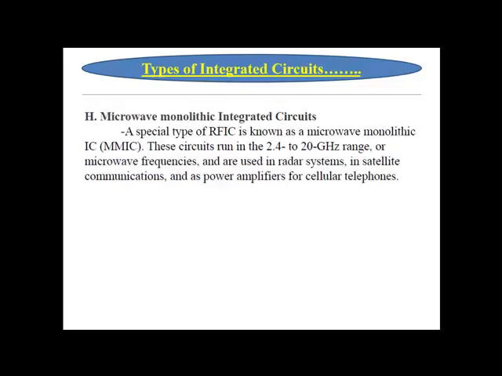Microwave monolithic integrated circuit is a special type of RFIC generally used for microwave applications. It is also a monolithic IC, basically called MMIC, microwave monolithic IC. These circuits run in the frequency range between 2.4 GHz to 20 GHz. Basically, this frequency range is used for microwave frequencies. These types of ICs have applications in radar systems, satellite communication, power amplifiers and cellular telephones. So microwave monolithic IC is also a type of ASIC IC, just like RFIC.